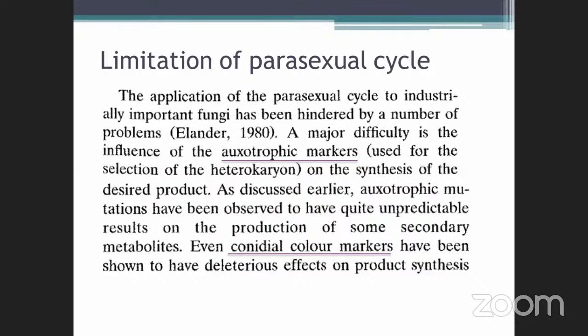Limitations of the parasexual cycle: first, the auxotrophic marker on the synthesis of the direct product is sometimes difficult to ultimately detect. Second, auxotrophic mutants have been observed to have quite unpredictable results with the production of secondary metabolites. Even conidial color markers have been shown to have a deleterious effect on product synthesis. In short, there are some problems with the auxotrophic markers as well as sometimes the conidia colors or abnormal properties.